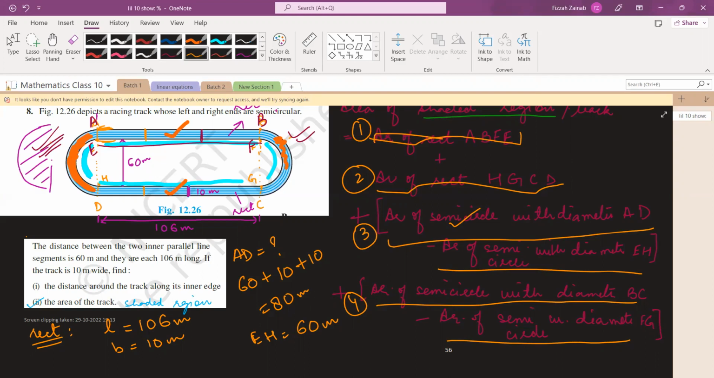I'll find the inner semicircle area. So that means this much area I'll get. So if I just subtract now, I will be left with this area. Understand?